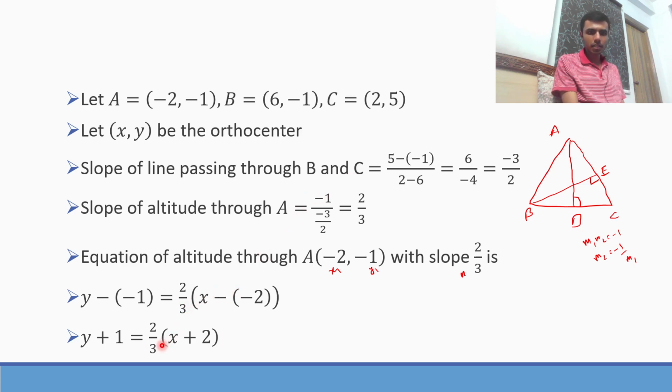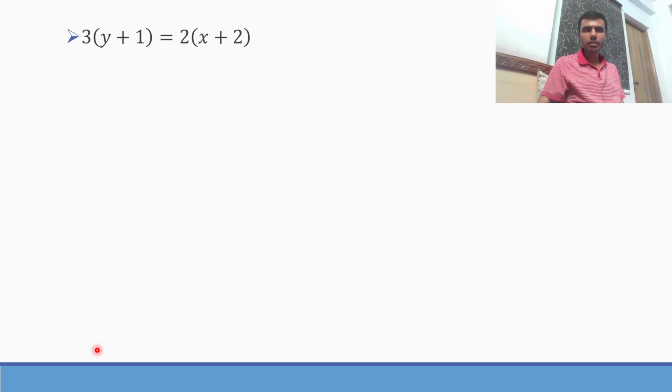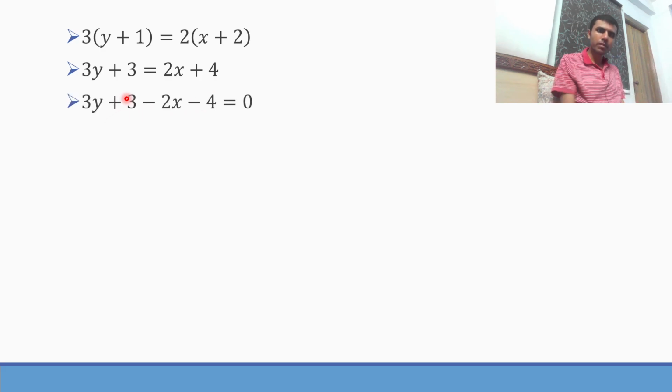Now send this 3 here. So 3 times y plus 1 is 2 into x plus 2. Multiply: 3 into y plus 3 into 1. So 3y plus 3 is nothing but 2x plus 4. Now get everything to the LHS: 3y plus 3 minus 2x minus 4 is 0. And next, minus 2x plus 3y, and 3 minus 4 is minus 1. So minus 2x plus 3y minus 1 is 0.